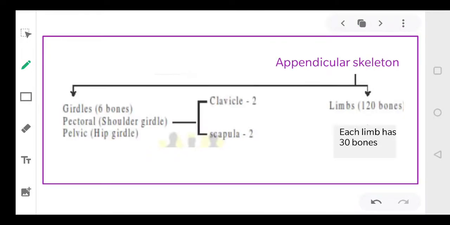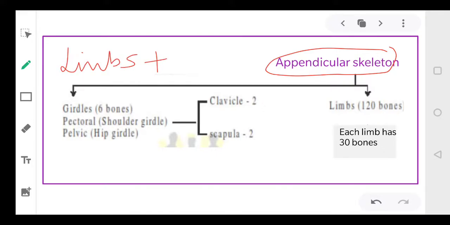Now coming to the appendicular skeleton. The appendicular skeleton consists of 3 portions. Okay, it consists of your 3 portions. The limbs plus their girdles. So in limbs you will have 2 portions, the hands and the legs.